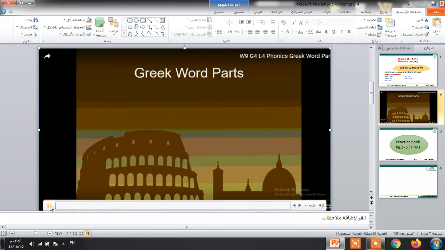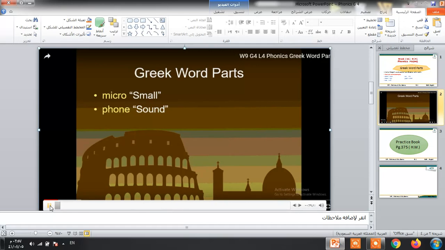So early on, we learned that the English language actually descended from Greek and Latin. And today we're going to learn a few of these Greek words that contributed to the English language that we use today. First word, micro. Micro means small, something small.